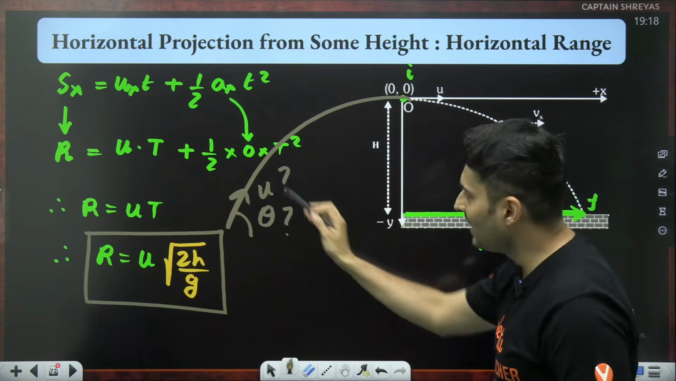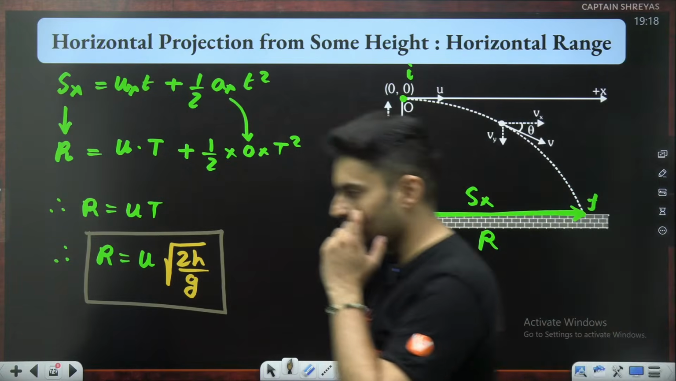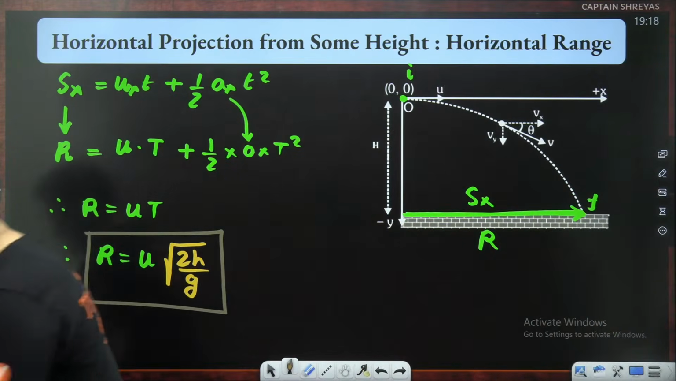But the problem is I don't know this angle, and I don't know this speed also. So you have to ignore it. Right?